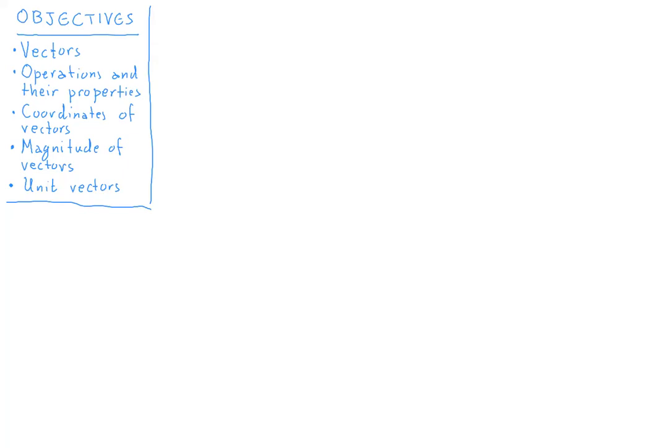It will be pretty straightforward once we have coordinates to talk about the magnitude of vectors, even though that is a notion which is independent of coordinatization. And finally, we're going to talk about unit vectors. So let's get started by what a fixed vector is.